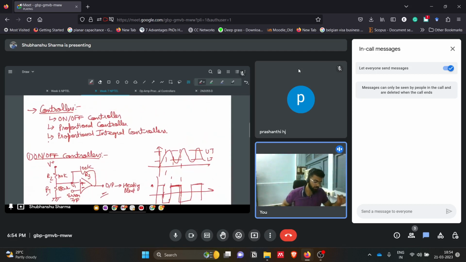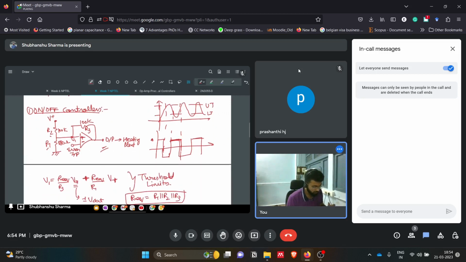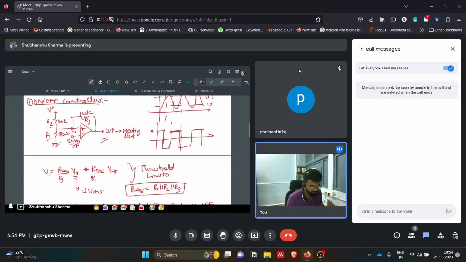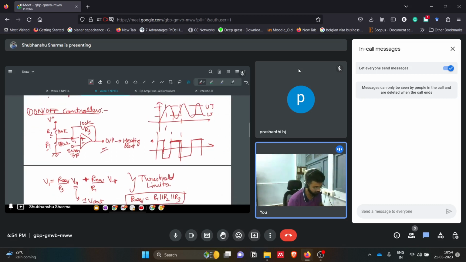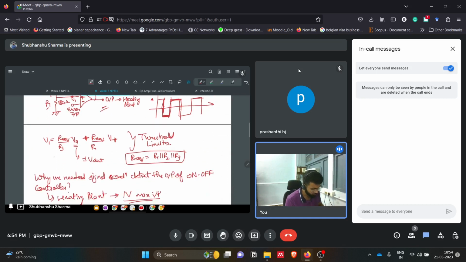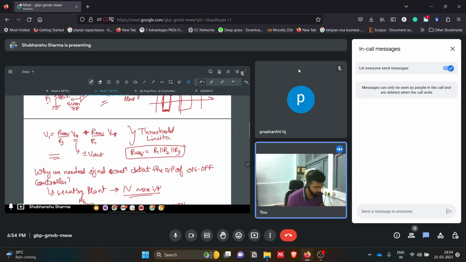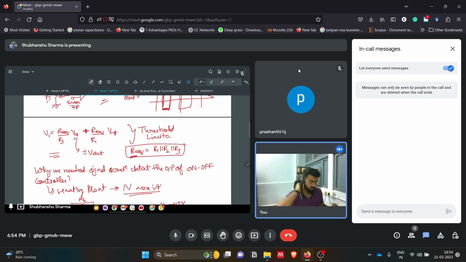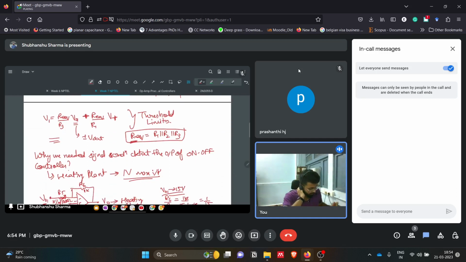Then we came to the controllers. We saw that there are on-off controllers, proportional and proportional integral controllers. We realized this on-off controller using a Schmitt trigger, but it was an inverting Schmitt trigger. Once the input goes above the upper threshold, the output will be minus V set, and vice versa. We also derived the threshold limits for this Schmitt trigger, and this R equivalent is equal to R2 parallel R3 combination.